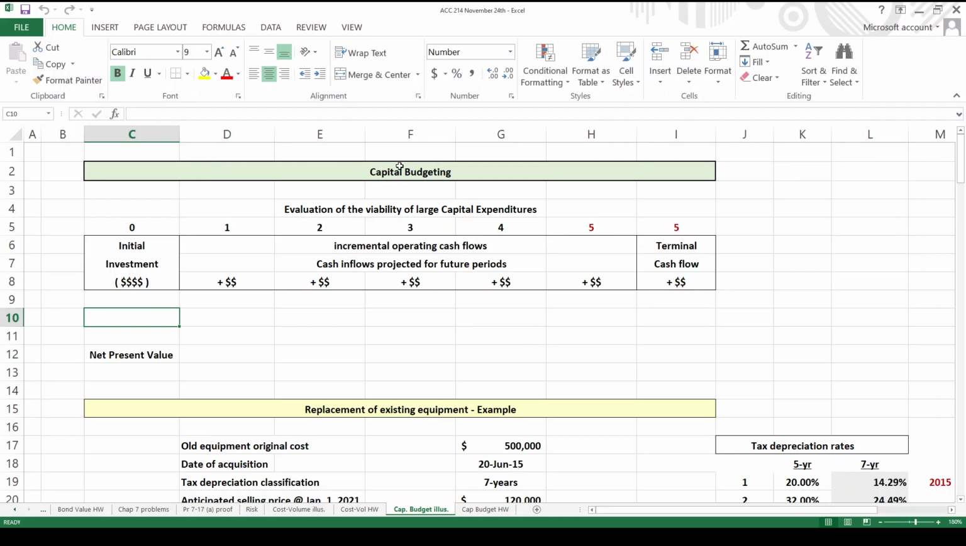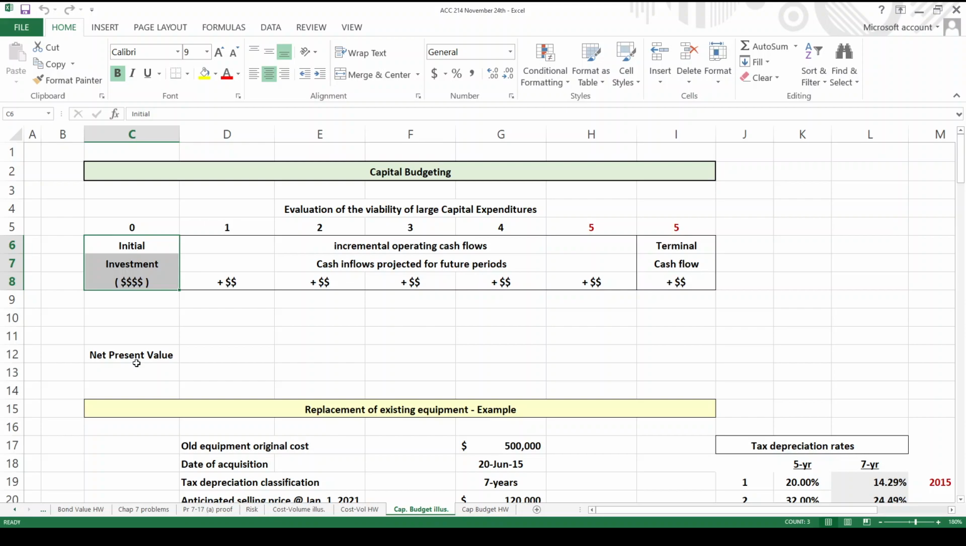Okay, so today's topic, capital budgeting. When you think about budgeting, you're thinking, okay, we're going to spend X amount of money on utilities, heat, light, power, labor, taxes, insurance, etc., etc. That's not exactly what this is about.